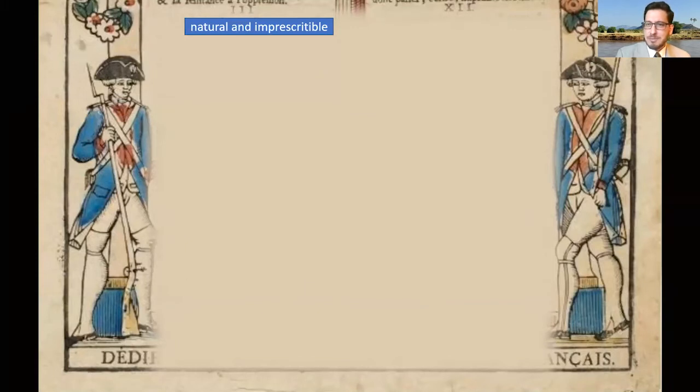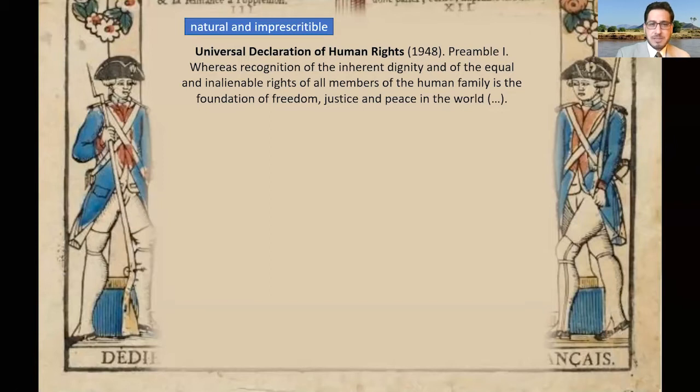For example, let's put some examples of these characteristics of human rights. First, the Universal Declaration of Human Rights, approved in 1948. In the very first paragraph of the preamble, it begins, whereas recognition of the inherent dignity and of the equal and inalienable rights of all members of the human family is the foundation of freedom, justice, and peace in the world. Well, so you can see, can you read the word natural in this first paragraph of the Universal Declaration of Human Rights? No, there is no mention of natural rights.